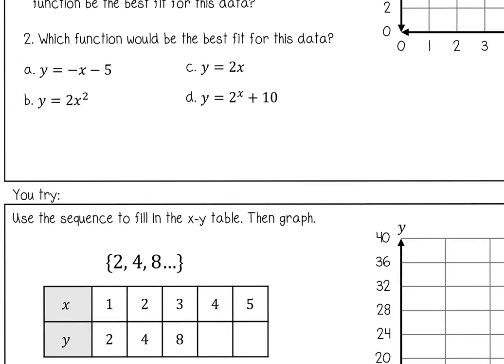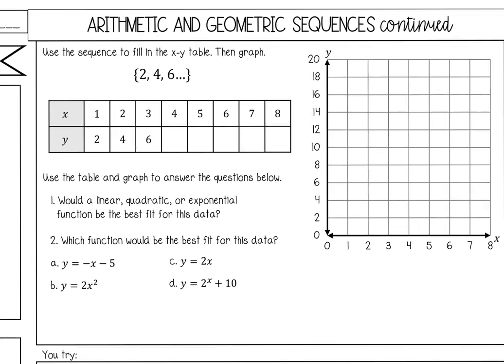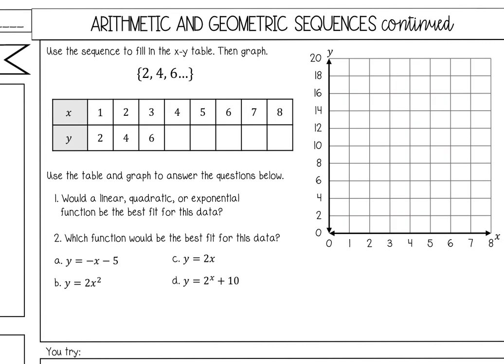Okay, then we're going to look at some examples real quick of filling in the sequence. So you have to look at the sequence and figure out what's going on. So here I'm either multiplying by 2 or adding 2. But when I look at 4 to 6, I'm adding 2. I'm not multiplying. So if I'm adding 2 each time, I'm just going to count by 2s to get my numbers. So I'm adding, so that's linear.